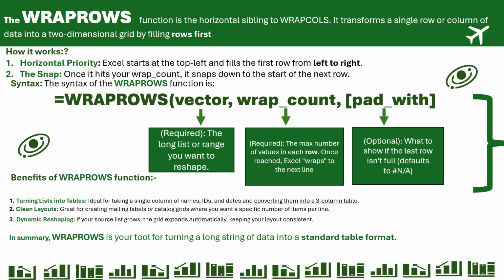It transforms a single row or column of data into a two-dimensional grid by filling row first. Let's understand how it works. Horizontal priority: Excel starts at the top left and fills the first row from left to right. The snap: once it hits your wrap count, it snaps down to the start of the next row.